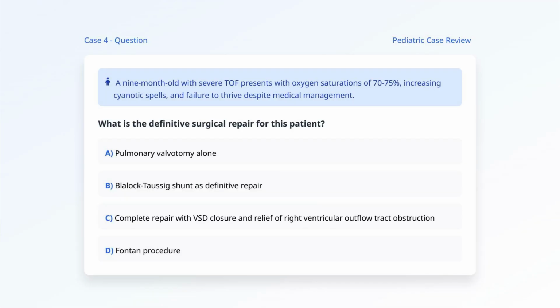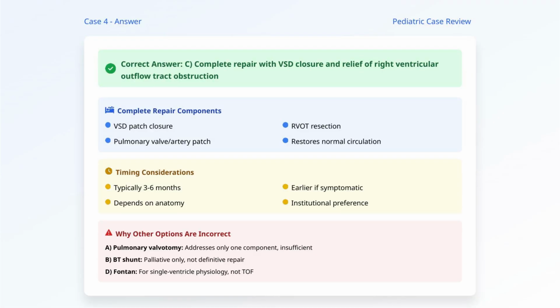Our fourth case involves a 9-month-old with severe TOF presenting with oxygen saturations of 70 to 75%, increasing cyanotic spells, and failure to thrive despite medical management. What is the definitive surgical repair for this patient? Is it A. Pulmonary valvotomy alone, B. Blalock-Taussig shunt as definitive repair, C. Complete repair with VSD closure and relief of right ventricular outflow tract obstruction, or D. Fontan procedure? The correct answer is C.